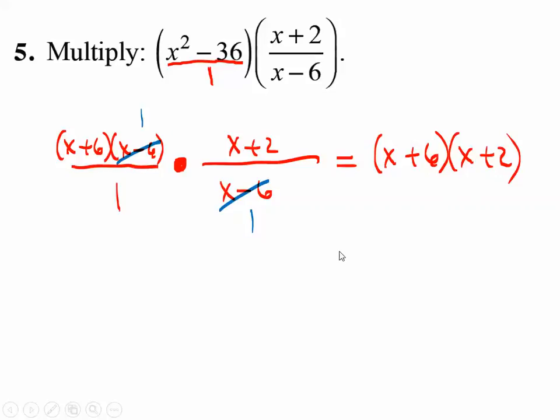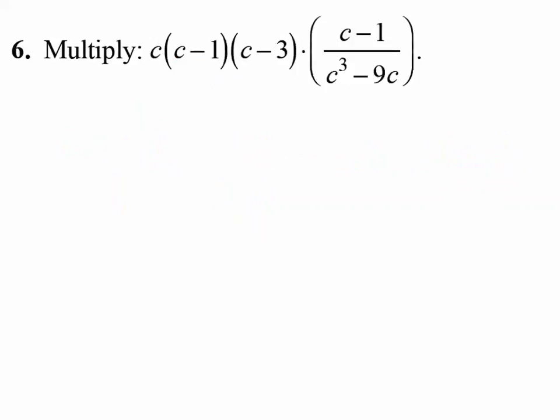Alright, and number 6. A little bit same setup as number 5 here. The only thing I'm going to do is put a big old humongous 1 underneath all those terms and let you guys finish.